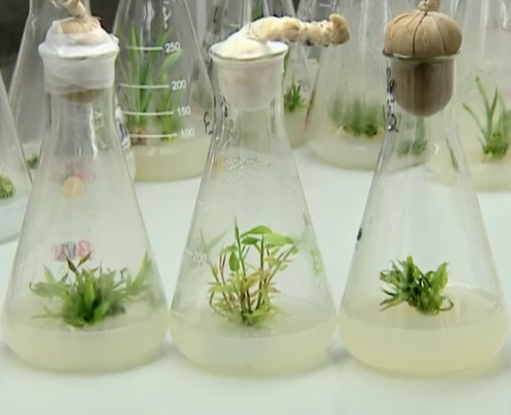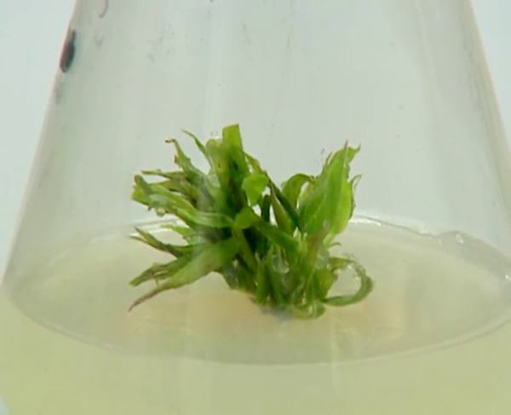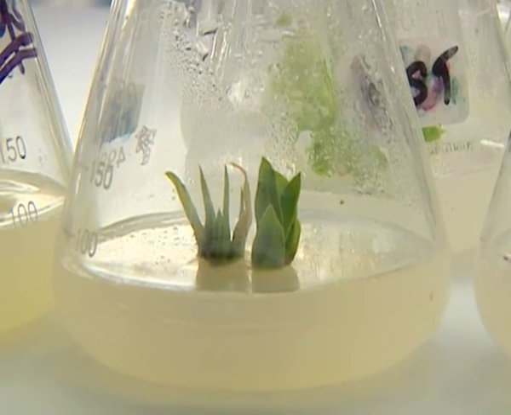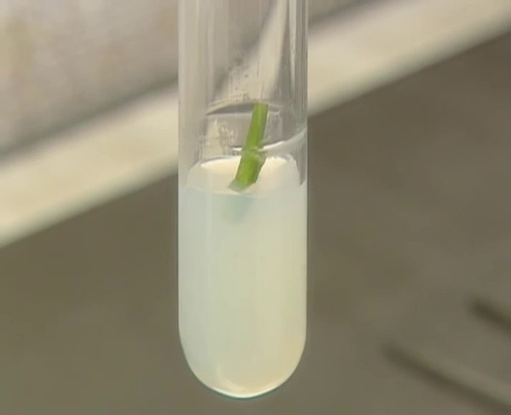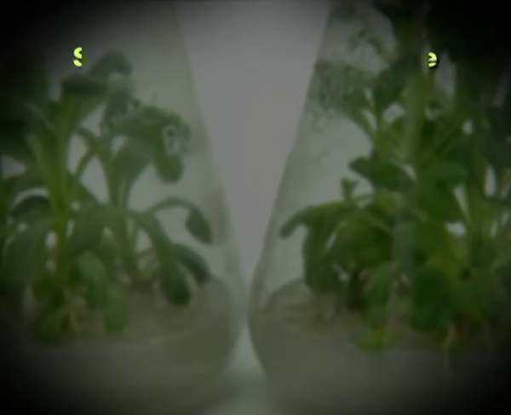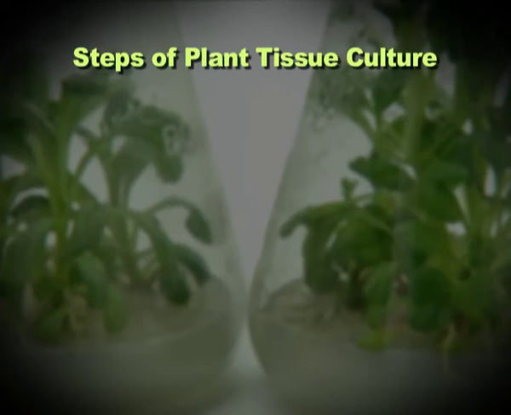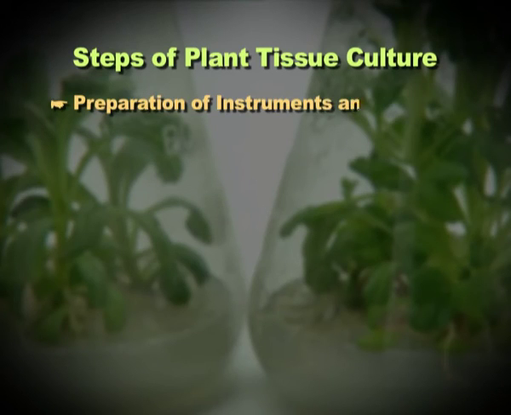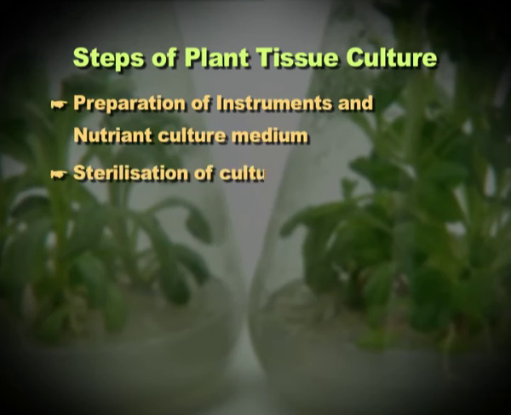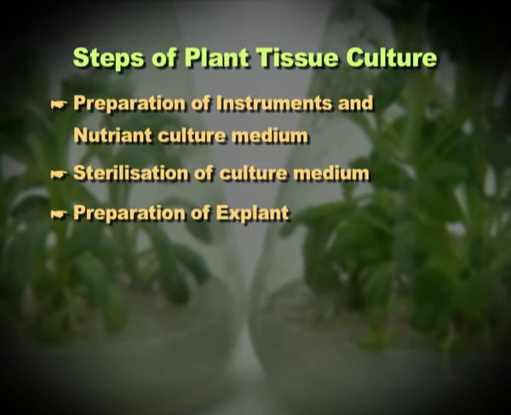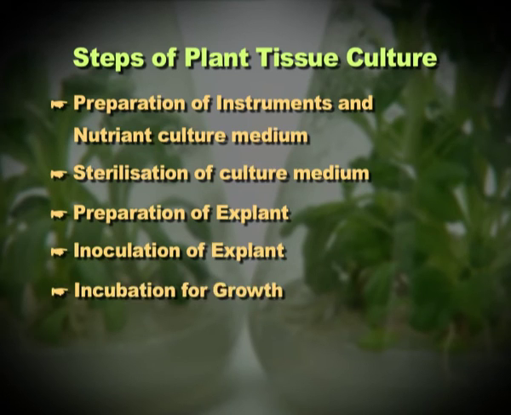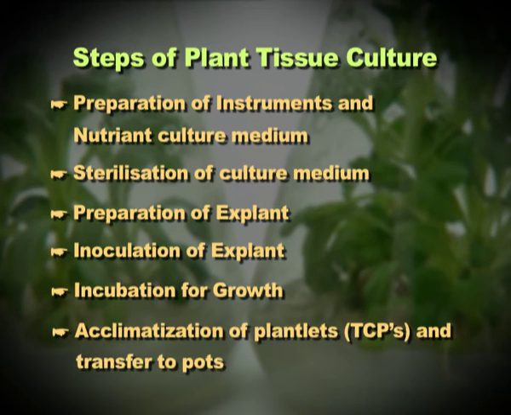Plant tissue culture is widely used to produce clones of a plant in a method known as micropropagation. The various steps of plant tissue culture are preparation of instruments and nutrient culture medium, sterilization of culture medium, preparation of explant, inoculation of explant, incubation for growth, acclimatization of plantlets, and transfer to pots.